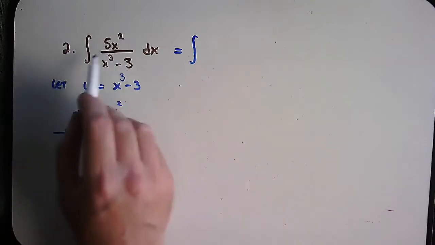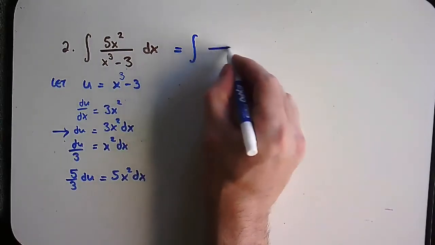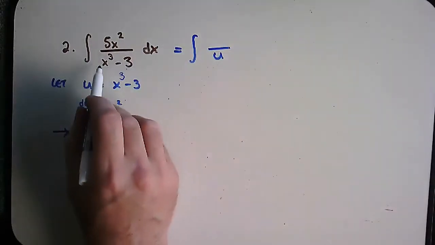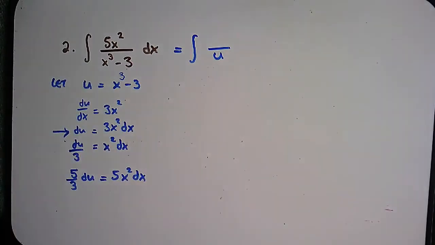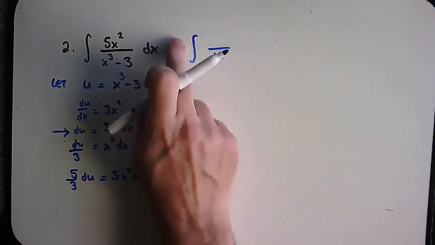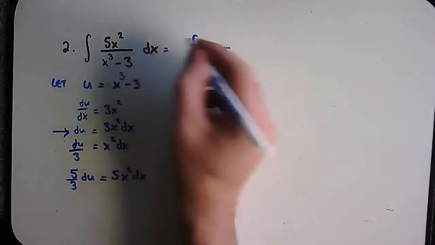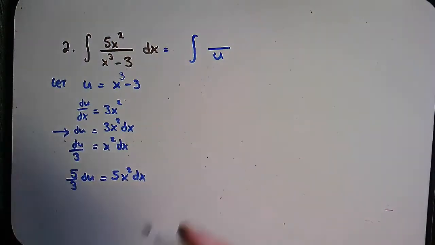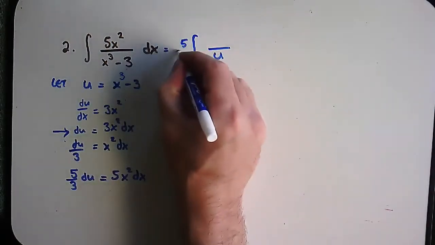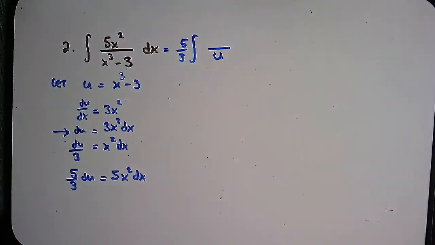Well, let's see. We have u in the denominator, right? So we have a u down there. That's that x cubed minus 3. And what else do I have? I have a 5/3 du. Now, where I put this is kind of up to me. We know that there's a constant multiple rule for integrals. So multiplying by 5/3, I might as well just stick that on the outside of the integral and deal with that later. So I have 5/3 times du.